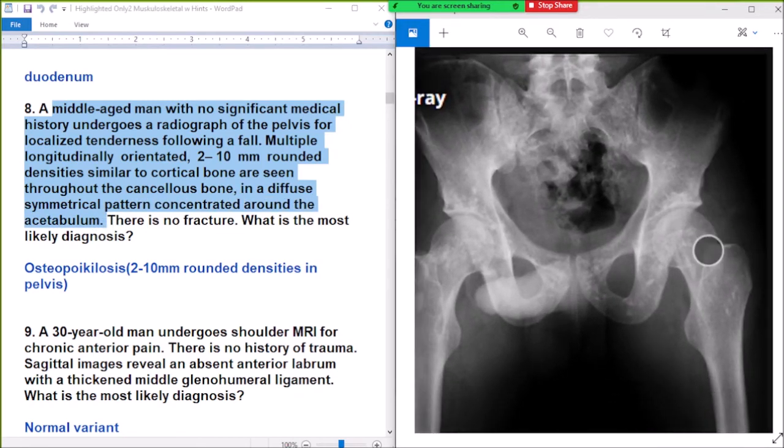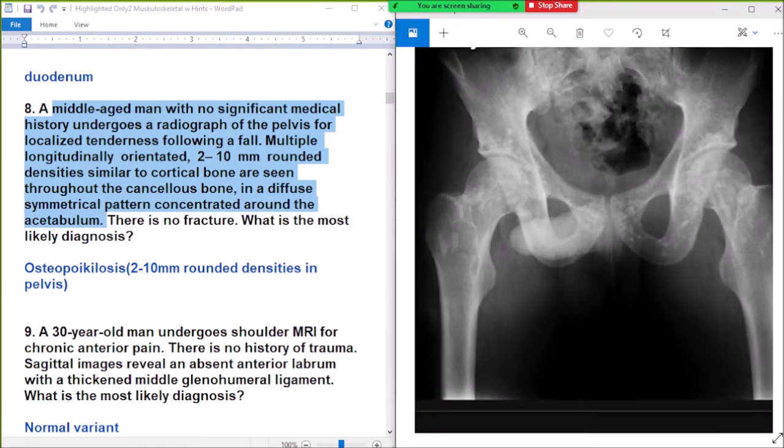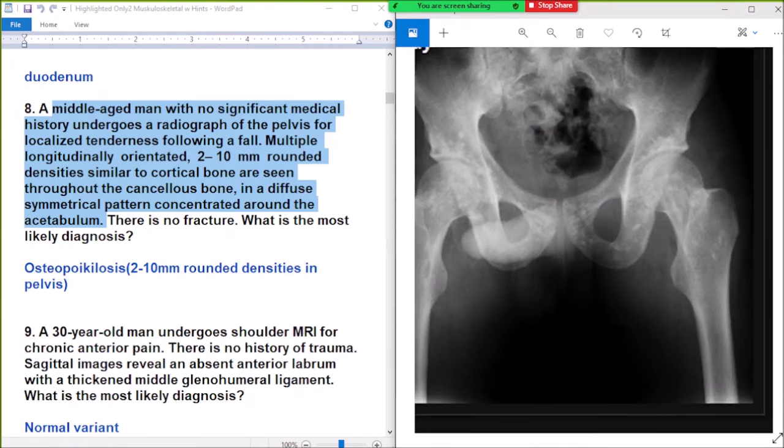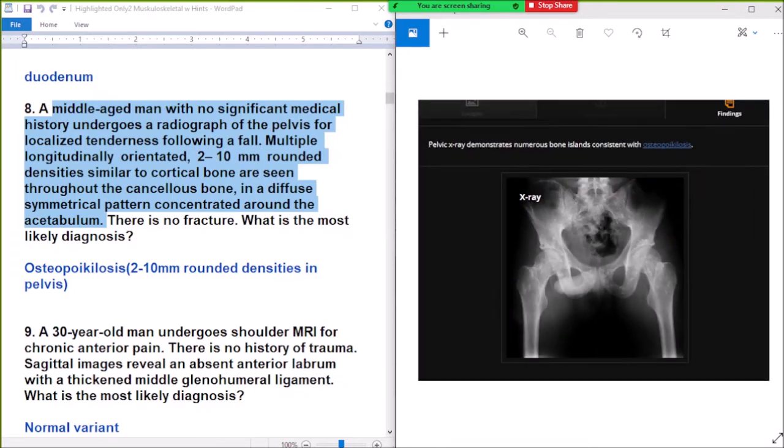Now here, multiple longitudinally oriented rounded densities similar to cortical bone throughout the cancellous bone, concentrated around the pelvis. There is no fracture. Most likely diagnosis: osteopoikilosis.